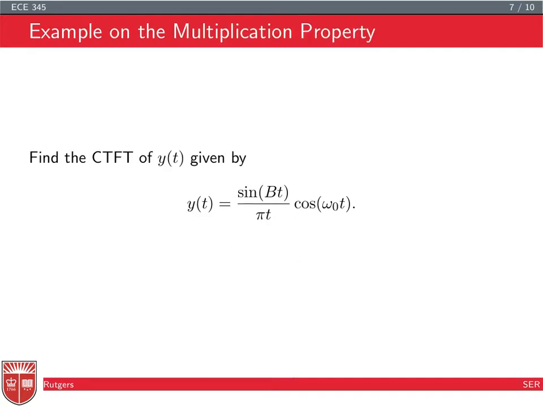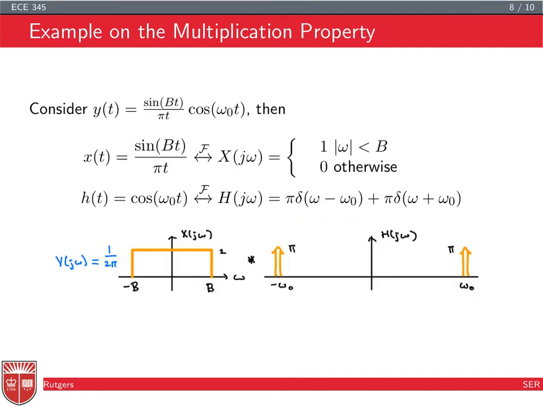The question here is to find the CTFT of y of t, which is equal to sine bt divided by pi t times cosine omega 0 t. I hope that by now you can immediately see what's going on here. You have two parts. You have a low pass filter, and you have cosine omega 0 t, which is going to shift the low pass filter to be centered around the frequency omega 0.